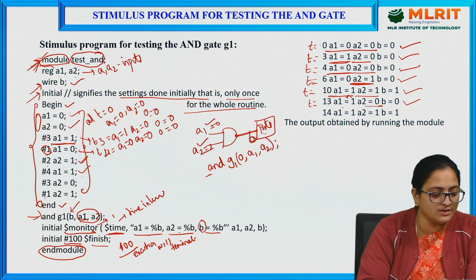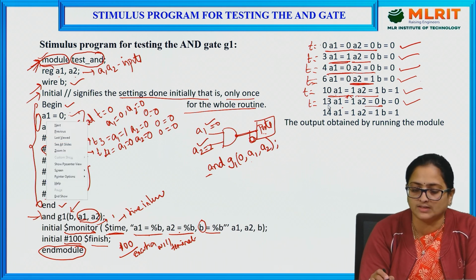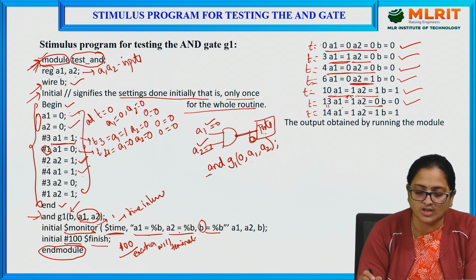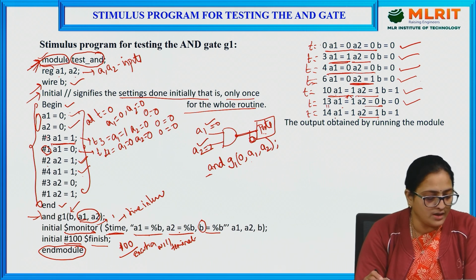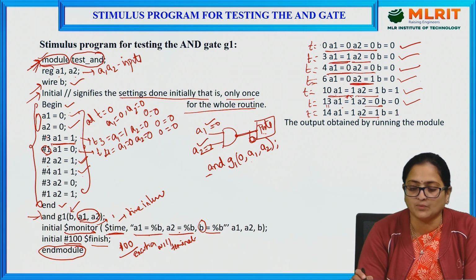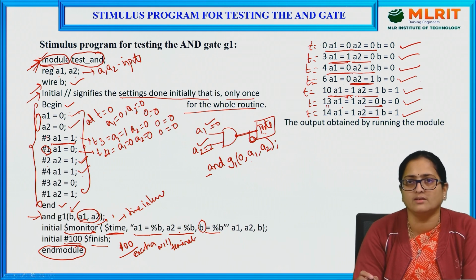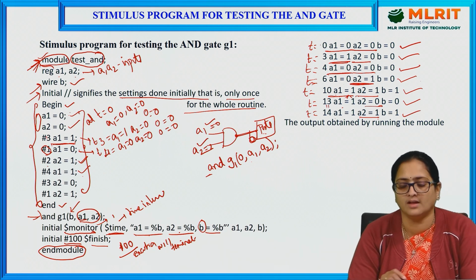And after 1 time interval, that is at 13 plus 1, the 14th time interval, A2 will be changed to 1 and A1 will remain the same, and the output will be 1 since both inputs are 1 in the AND gate.